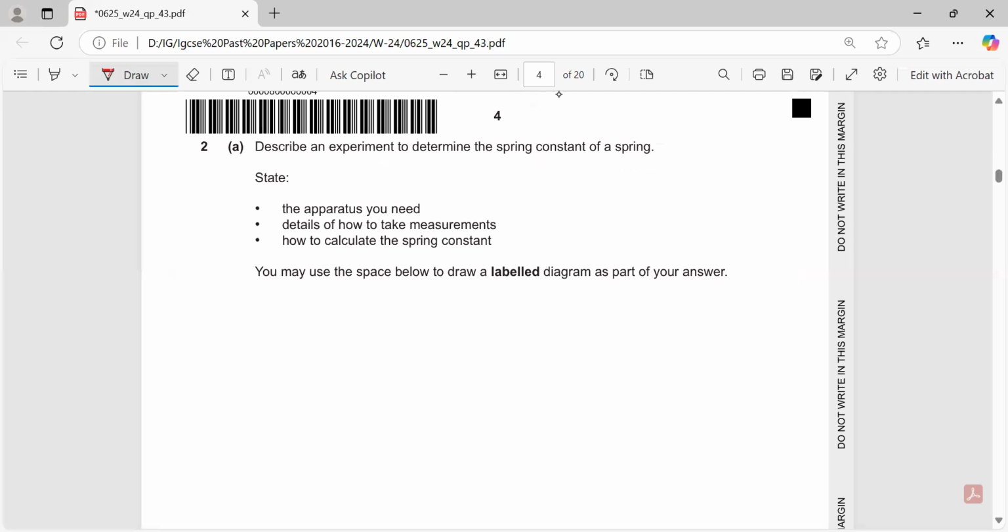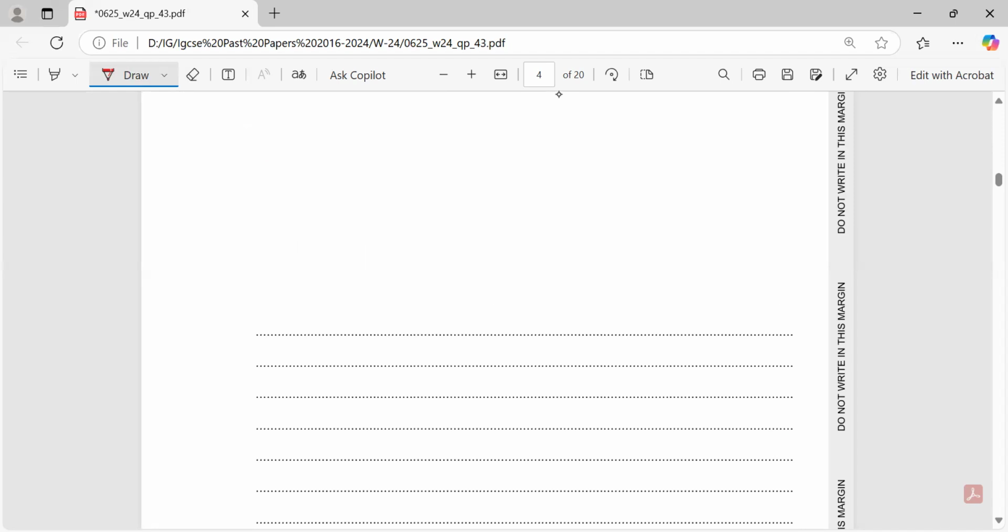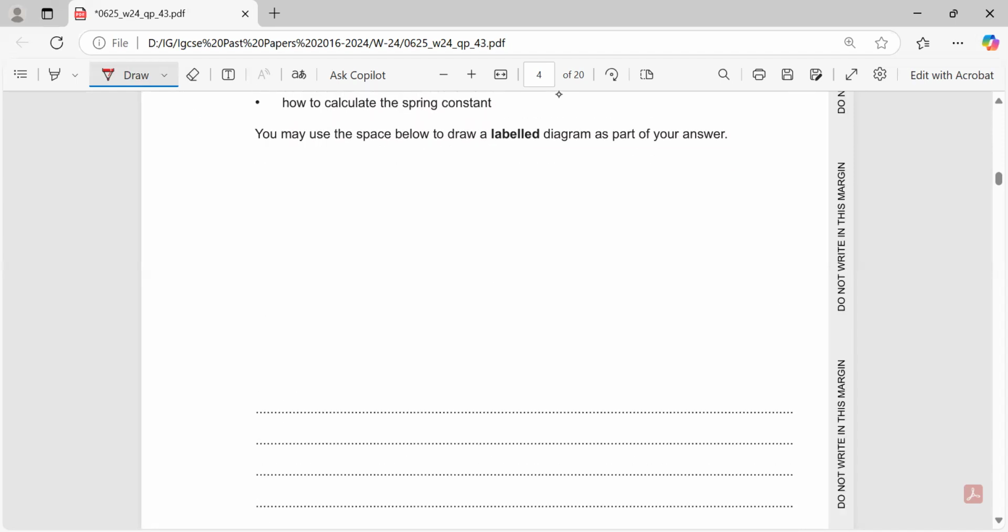Describe an experiment to determine the spring constant of a spring. State the apparatus you need. Details of how to take measurements, how to calculate the spring constant. You may use the space below to draw a diagram. Label a diagram as part of your answer. As part of your answer, this is Hooke's law. Basically, how many marks are there? 4 marks. No need to draw the diagram.